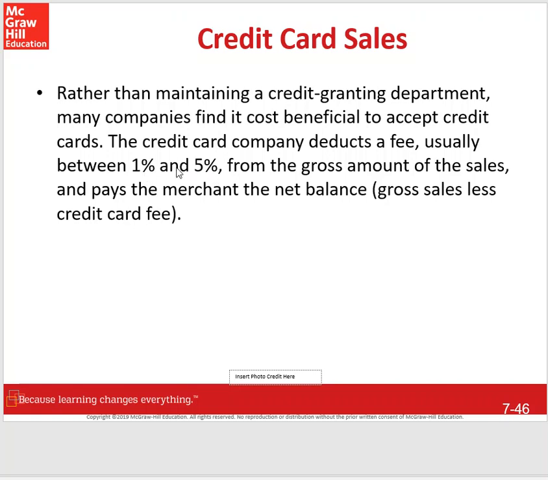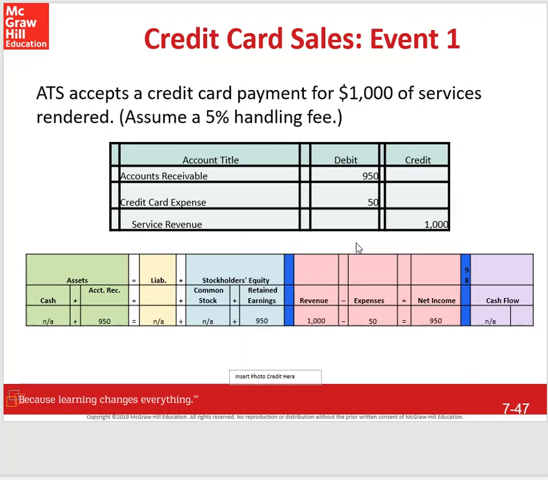But when you think about it, on average, companies are sacrificing 2 to 3% of their revenue on credit card sales to the credit card processing company. So they're going to deduct that fee from the gross amount, and they have to pay the merchant then the net balance. So let's take a look how we're doing that here. ATS accepts a credit card payment for $1,000 of services rendered, and we're assuming a 5% fee.